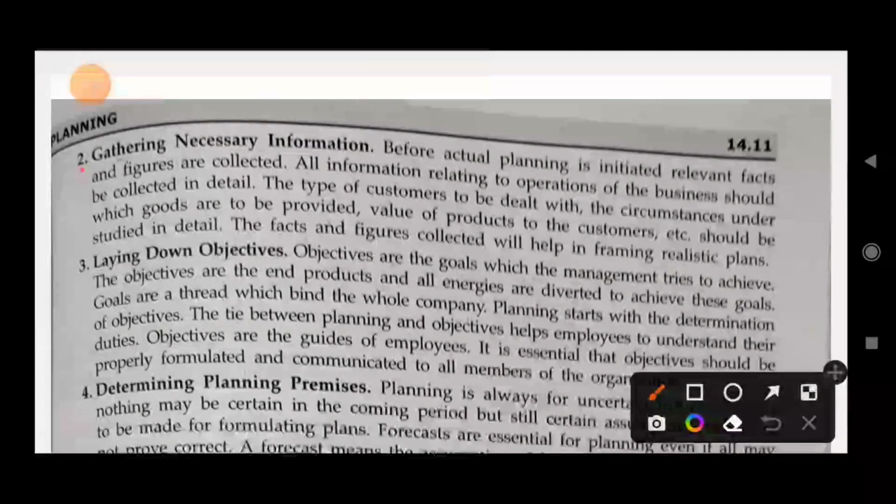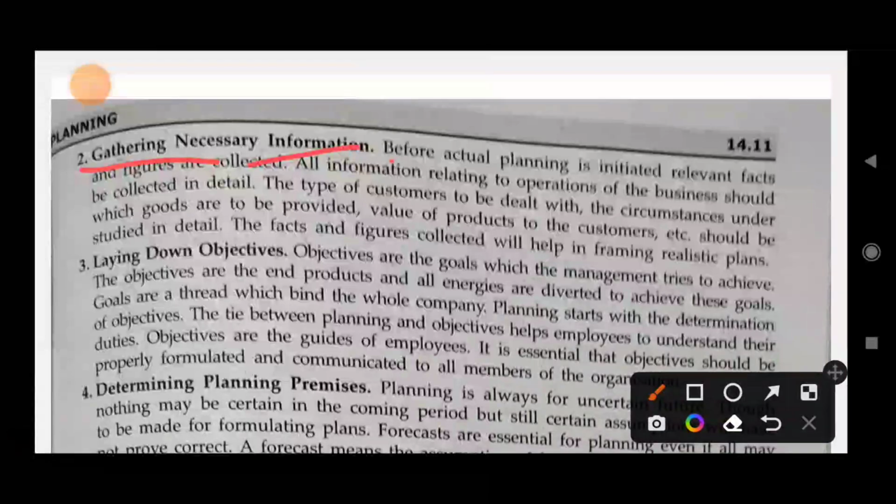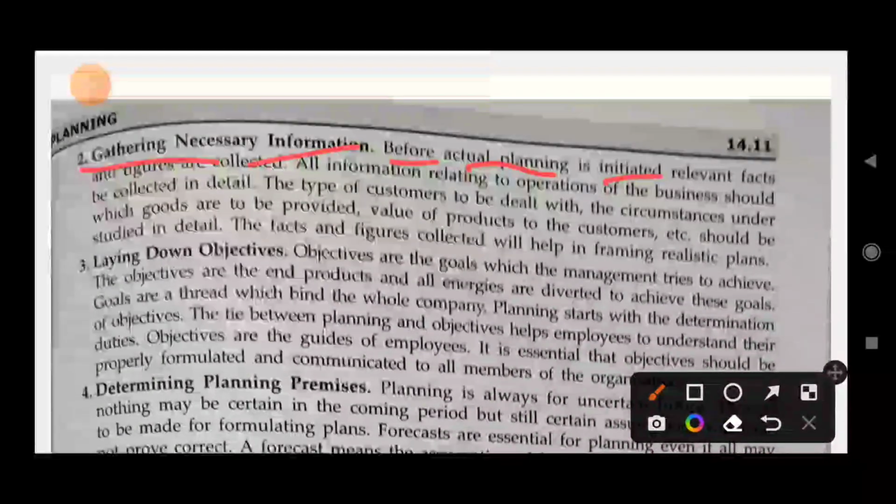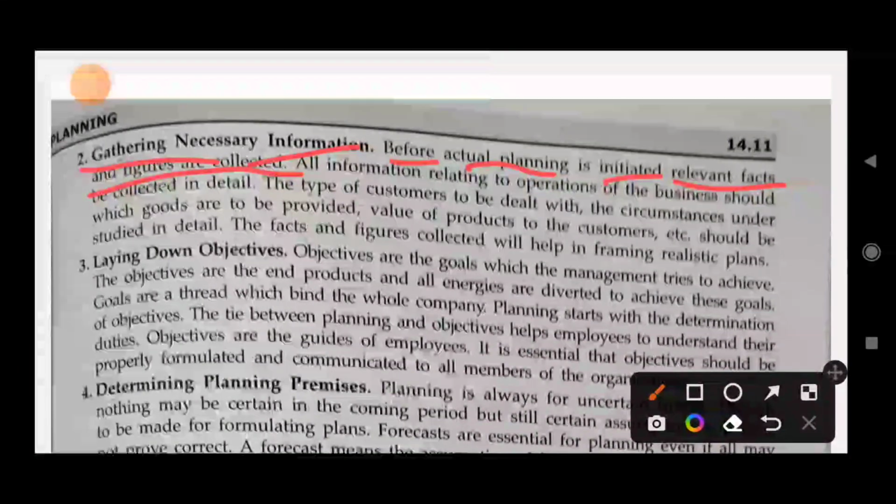Next one is what? Gathering necessary information. Before actual planning is initiated, relevant facts and figures are collected. Okay, before starting the planning process, first we need to gather the actual data and relevant information, collect it and do the planning process. Then laying down the objectives.